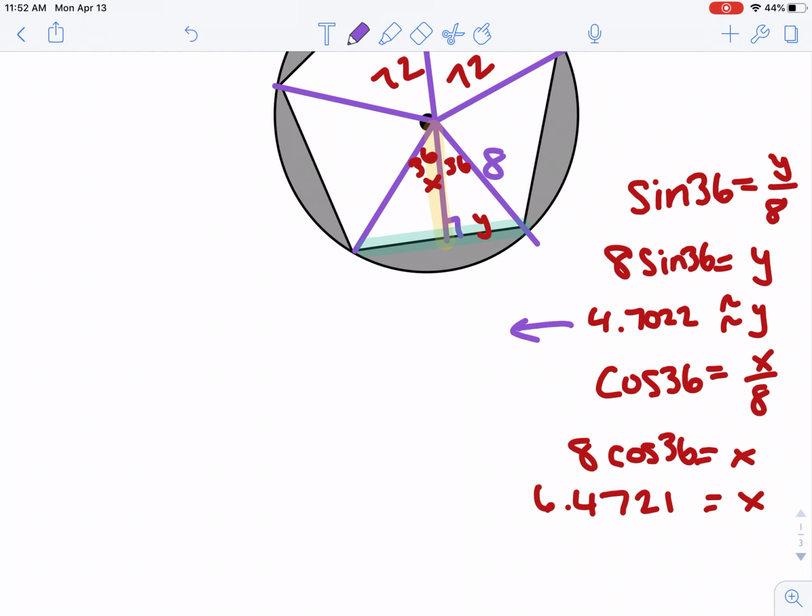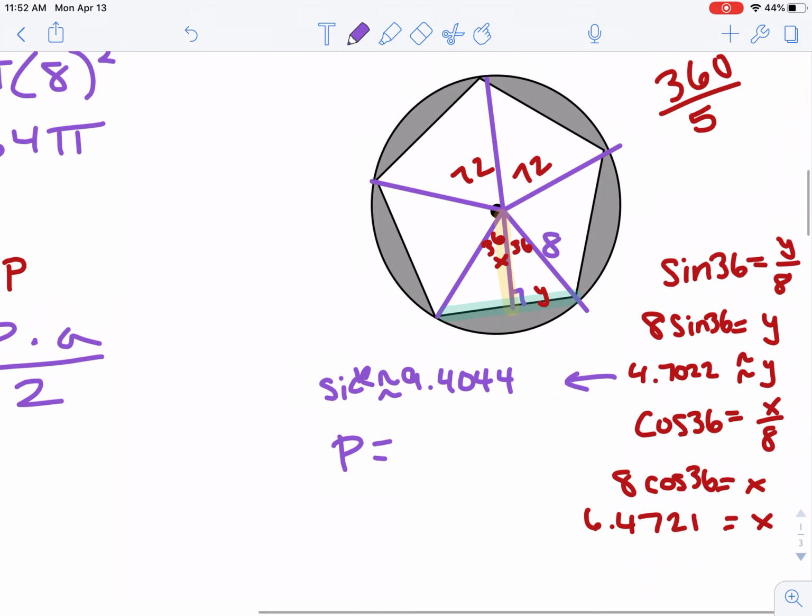And so that gives me 9.4044 is the side length. And so now I can find my perimeter. It's a pentagon, so I'm going to multiply that number times 5. And my perimeter is going to be 47.022.